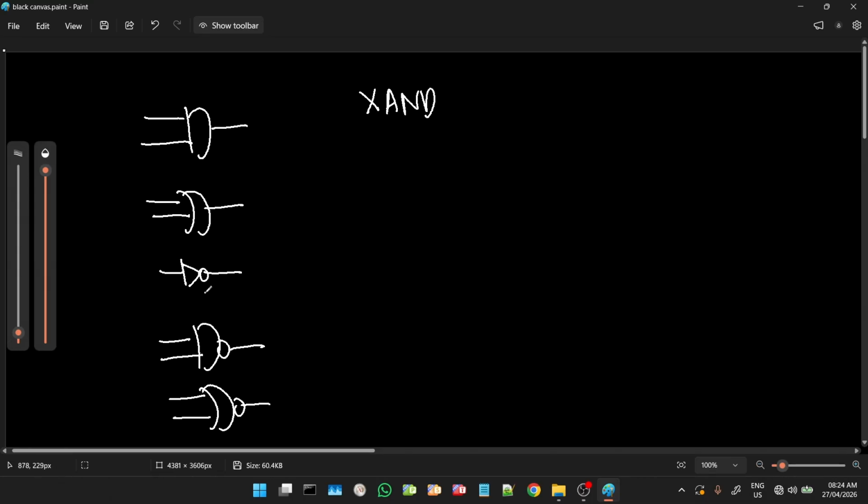So the truth table for an XAND gate is as follows. Let's say there are two inputs, A and B. You get an output F. So this is the truth table. You'll only get a 1 when one of the two inputs is 1 and the other is 0. If both of them are 0, you'll get a 0, and if both of them are 1, you'll get a 0.